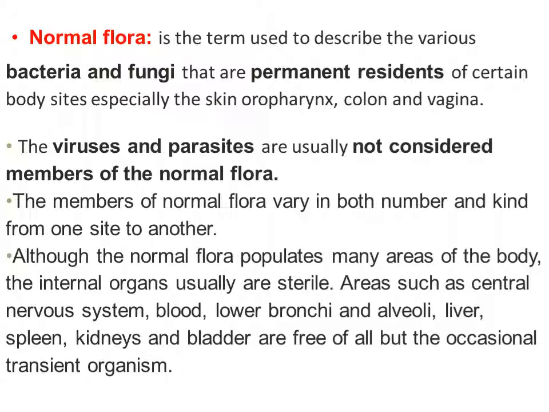Although the normal flora populates many areas of the body, the internal organs usually are sterile. Areas such as central nervous system, blood, lower bronchi and alveoli, liver, spleen, kidney, and bladder are free of all but the occasional transient bacteria.